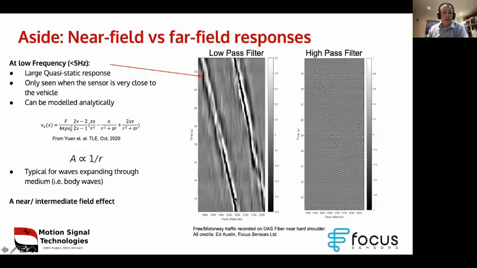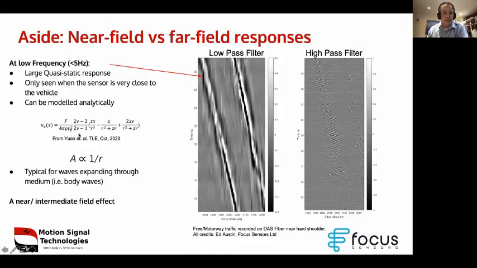And with our low-pass waveforms, what we see is something that's referred to in the literature as a quasi-static response. Siwan's paper from Leading Edge last year has a pretty good description of this, and you can model it analytically, or there are analytical expressions for this signal.